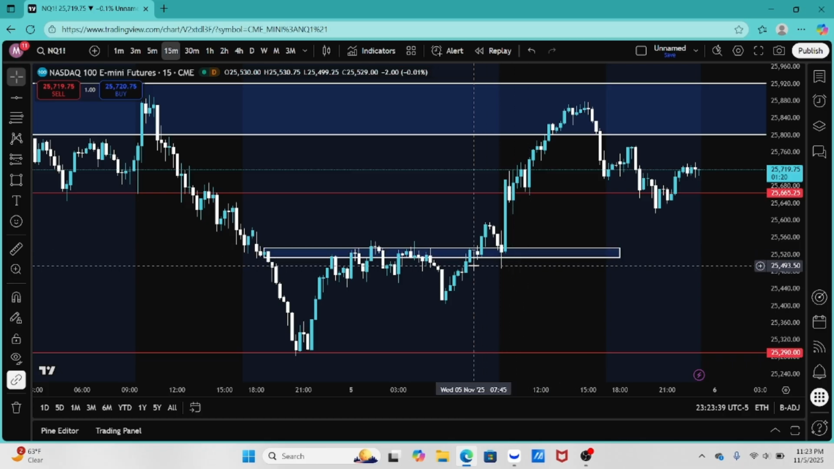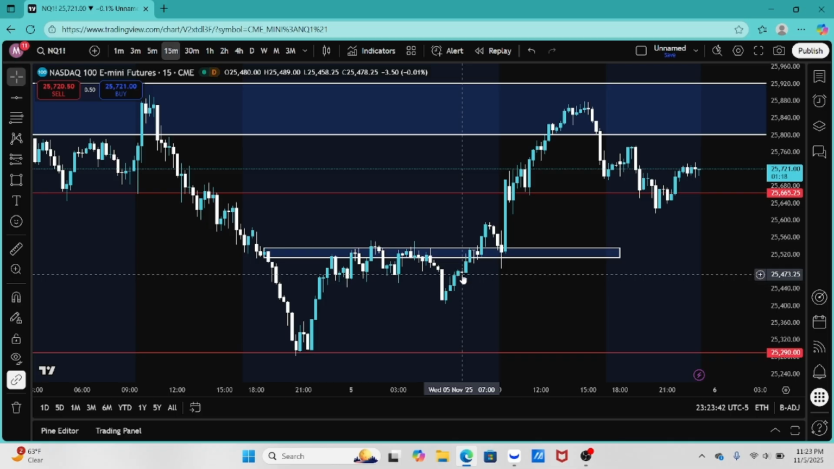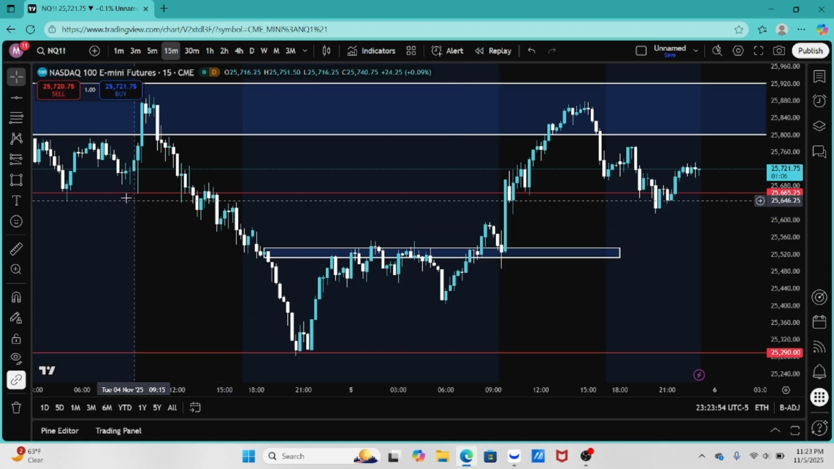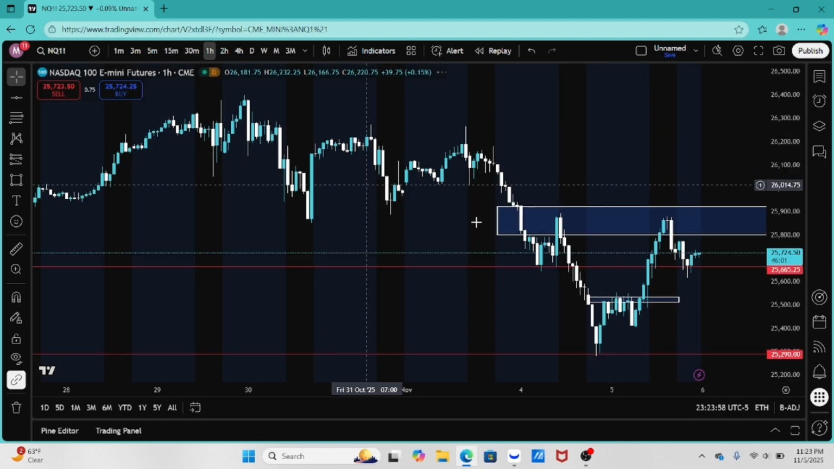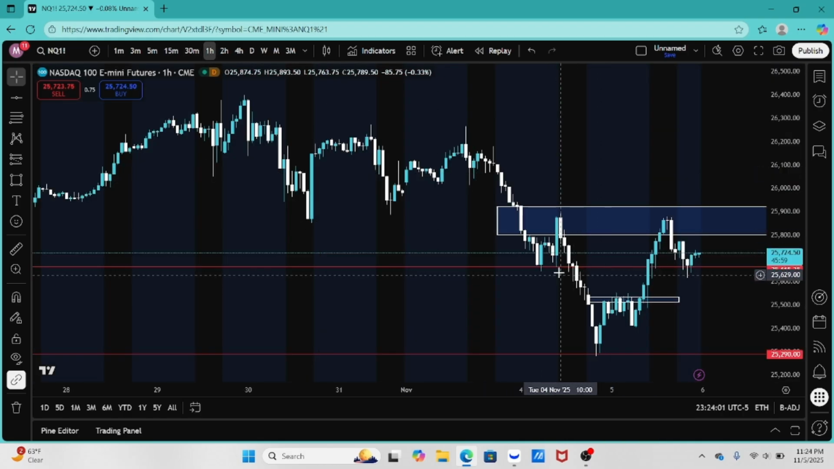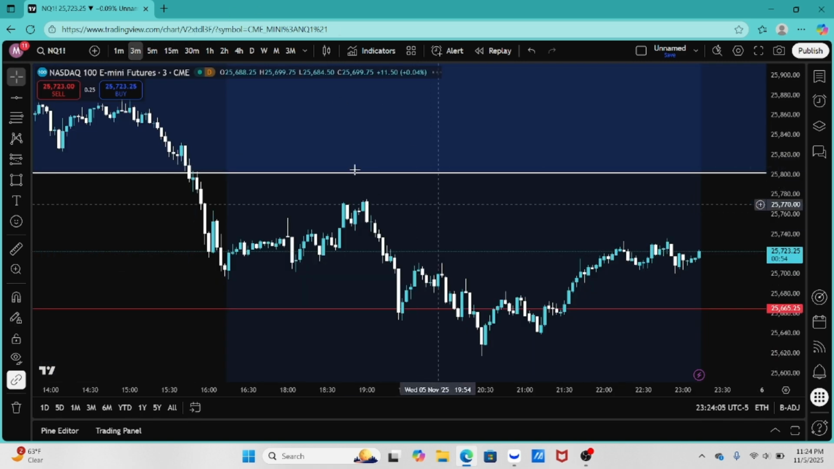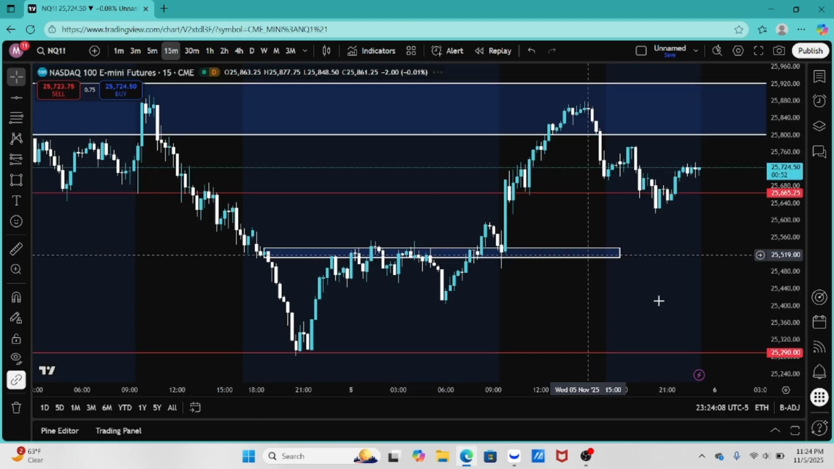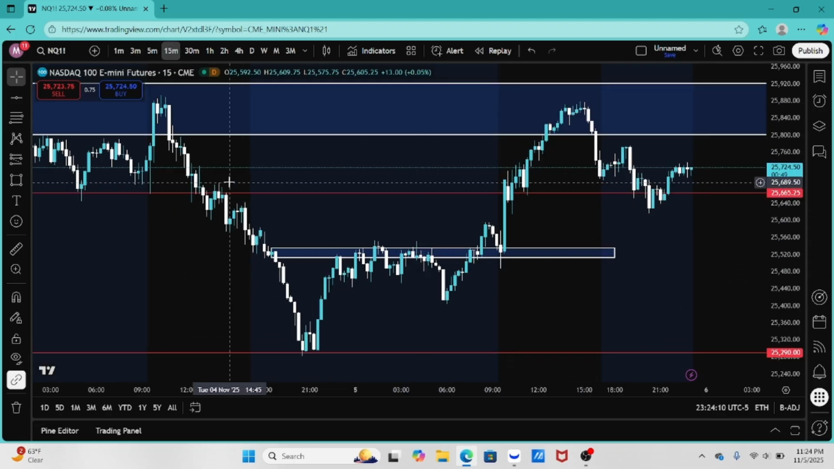You could have entered on this order block, this fair value gap, where your stop would be where? Below this low. And your first target would have been, where, what did we say? The bottom of this order block. Your second target would have been this order block.